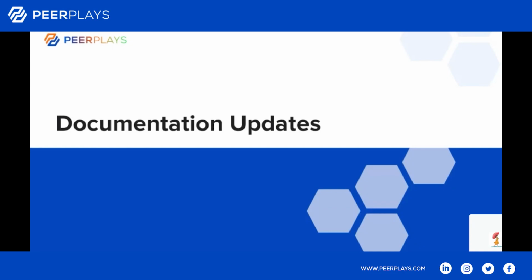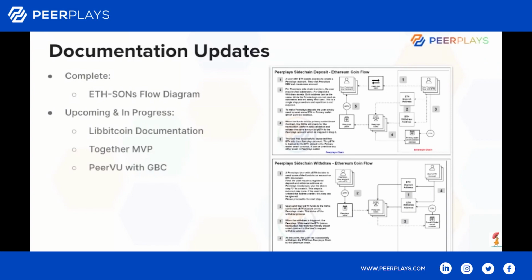Sean, documentation updates. Hello, everybody. Thank you. So our documentation update for today, we have our Ethereum Suns flow diagram complete, and you'll find that in our developer documentation. And our work continues with Libitcoin documentation and plenty of work for our Together MVP and PeerView projects with GBC, including our JSON schema documentation that we're going to use for the data on our blockchain. So thank you very much. And that's my update for today.